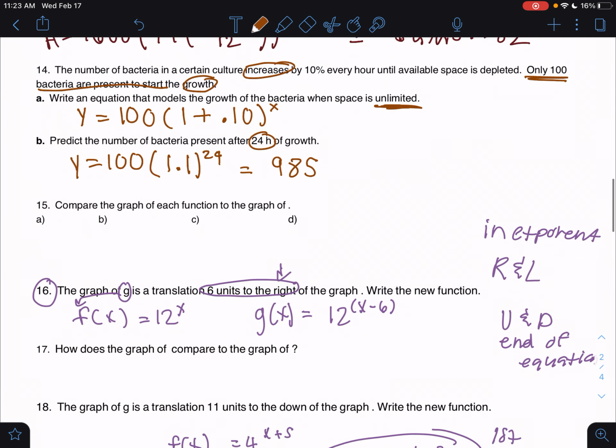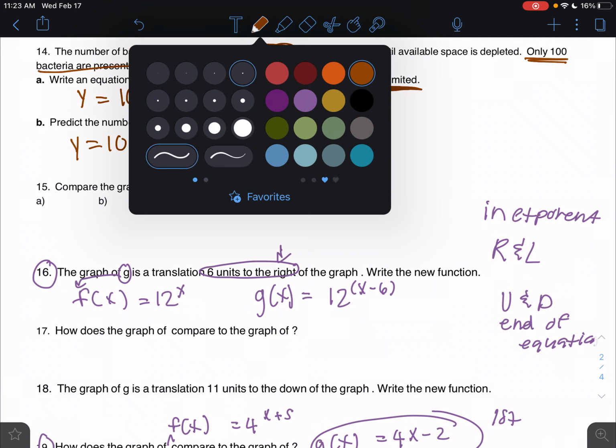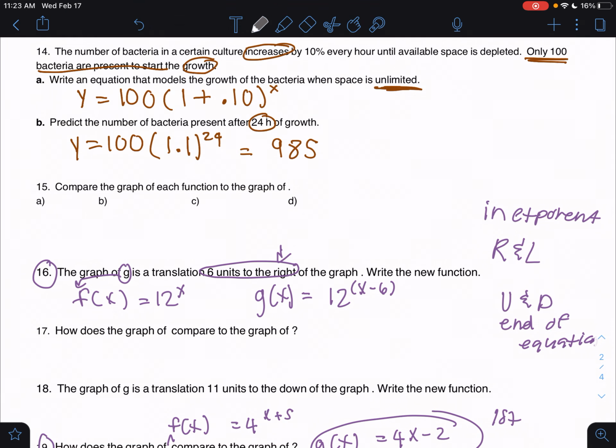Okay, number 15. Mine did not copy over here, so I'm just going to write them out as we go. So we're comparing the graph of each function to f of x equals 3 to the x. So if we have f of x equals 3 to the x minus 5, when we add or subtract anything on the end of it, not in the exponent, that goes up and down. When it's subtracting, we go down. The number of spaces is the number that's there, so we go down 5.